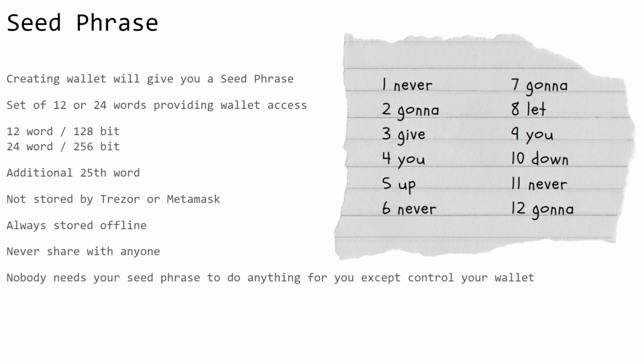Your seed phrase. A seed phrase is a set of 12 or 24 words that provides access to your wallet. It's the most crucial part of your security, but what exactly is a seed phrase and how is it used? Well, your seed phrase is a key made from 2048 unique words known as BIP39, and here's how it works. A 12-word phrase generates a 128-bit seed key, and a 24-word phrase generates a 256-bit seed key.